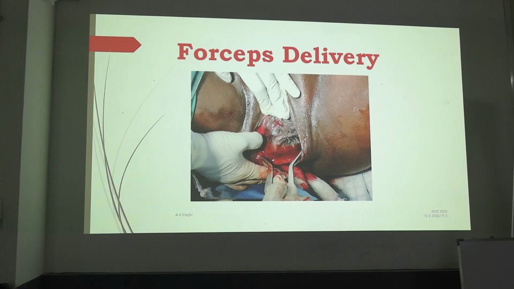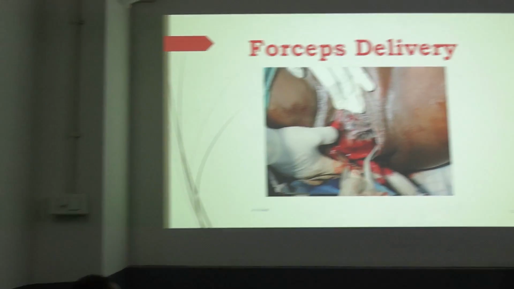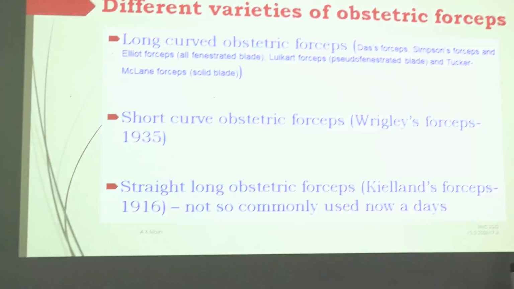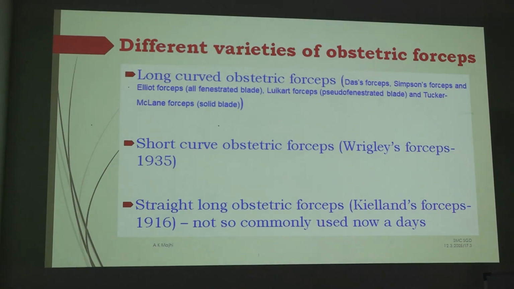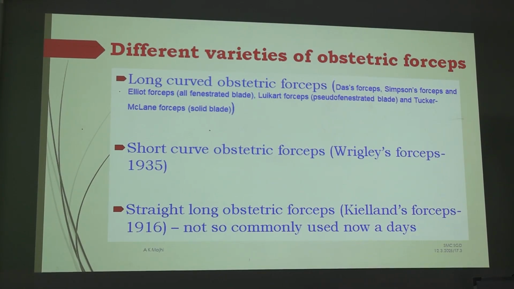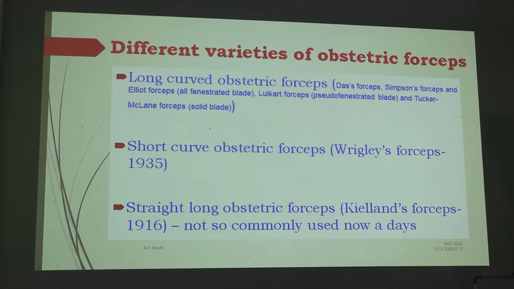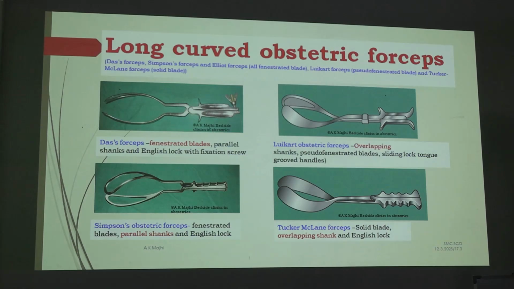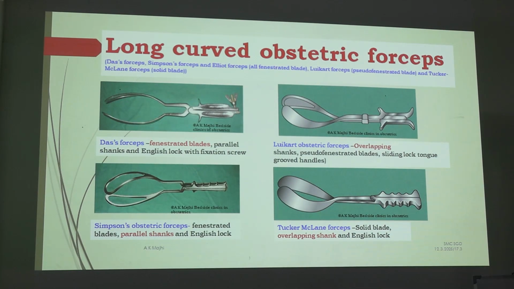The forceps delivery: the baby is delivered by traction with the forceps. There are different varieties of obstetric forceps. This is the basic thing. And also there is a special type of forceps, that is the Piper forceps, and the long curved obstetric forceps.